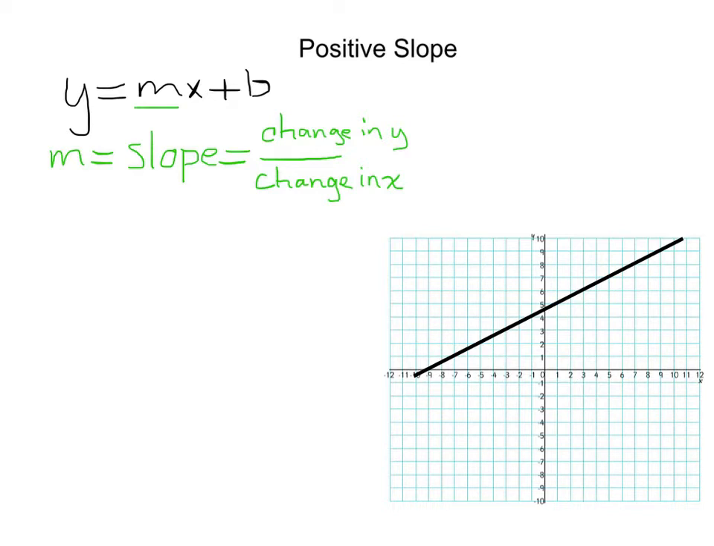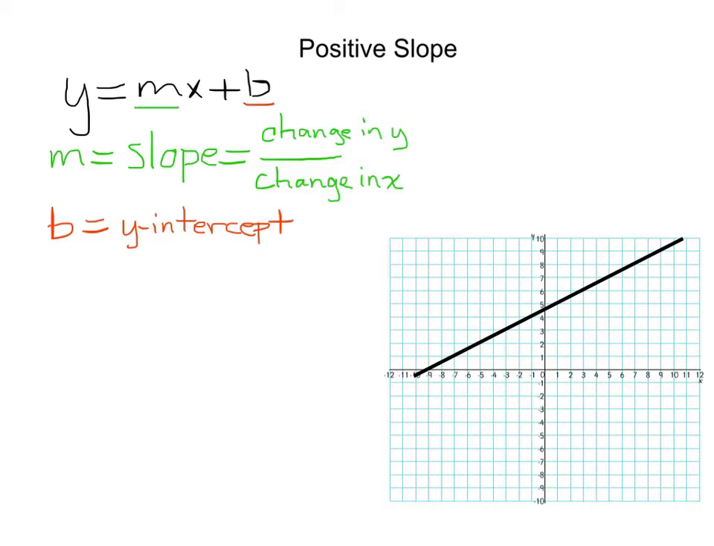And the next part of the equation that we're going to look at is the b. And hopefully you guys can remember that b is really the y-intercept. And the y-intercept, if you remember, is where the line crosses the y-axis.